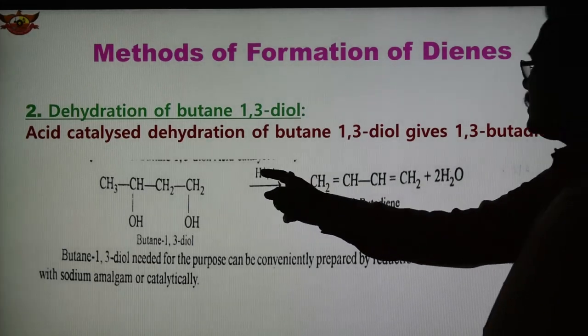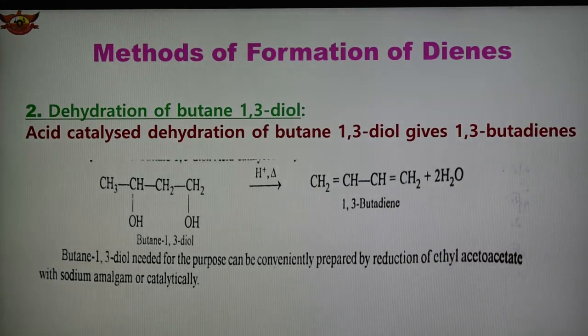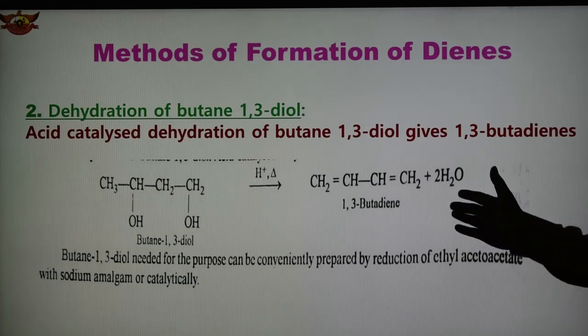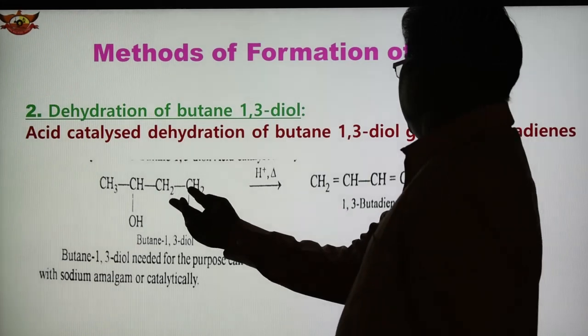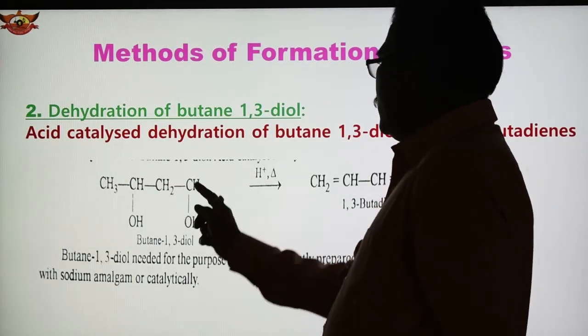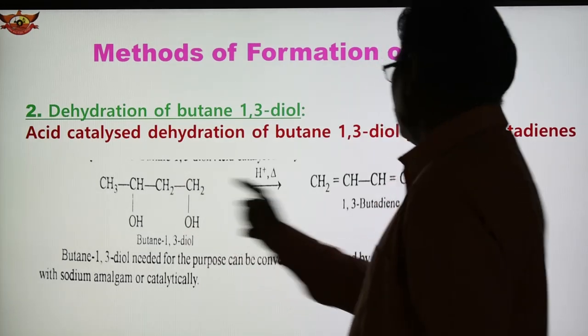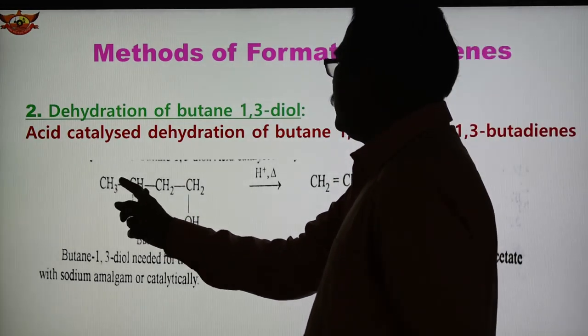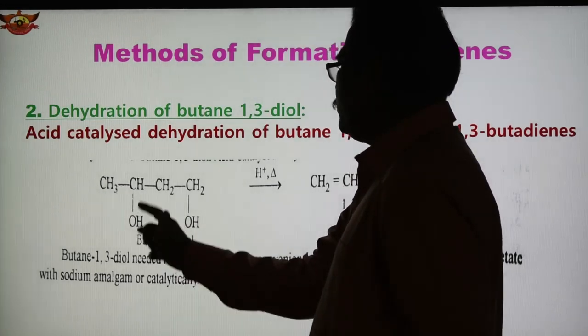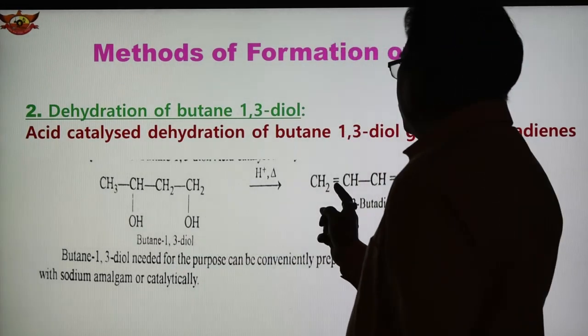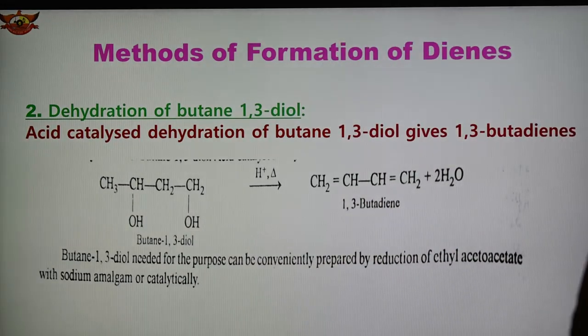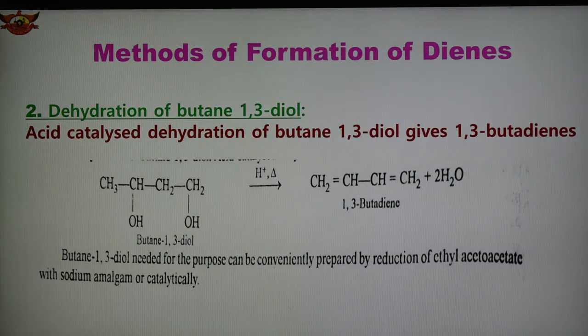In the presence of acid, H+, and on heating, dehydration takes place and 2 water molecules are removed. Simply, here is 1 double bond between these 2 carbons: OH from this carbon and H from this carbon, so 1 molecule of H2O leaves and a double bond forms. In a similar way here, 1 hydrogen from this carbon and OH from this carbon, these 2 carbons have a double bond. 2 water molecules are released and we obtain 1,3-butadiene. Butane-1,3-diol is the starting compound here.